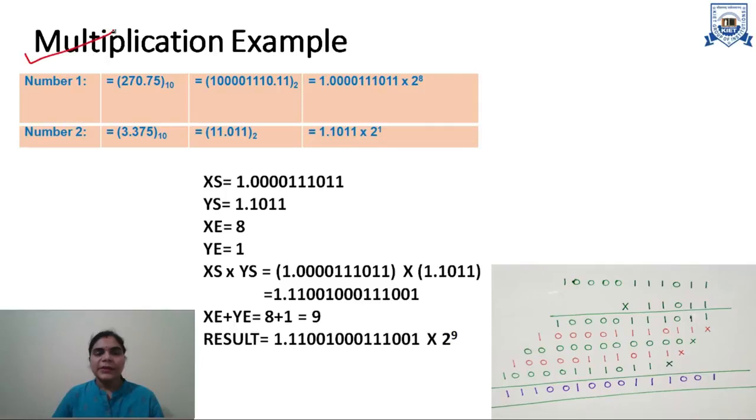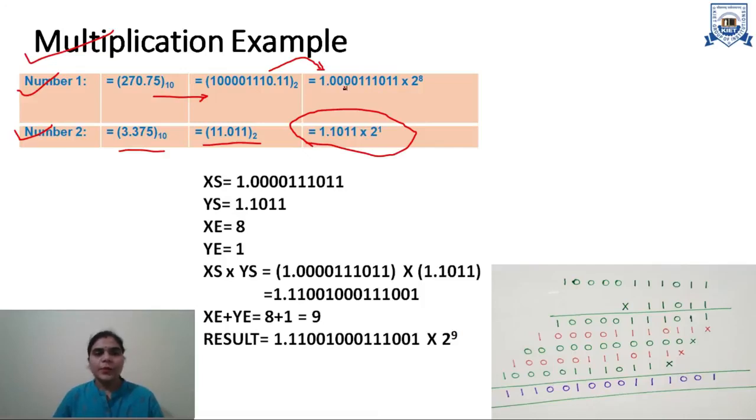Here, a multiplication example is given. We have taken two numbers. Number 1 is 270.75 in decimal, and the respective binary value is given here, and this number is also represented in floating point representation. The second number is 3.375 in decimal, and the respective binary is given here. It is also represented in floating point representation.